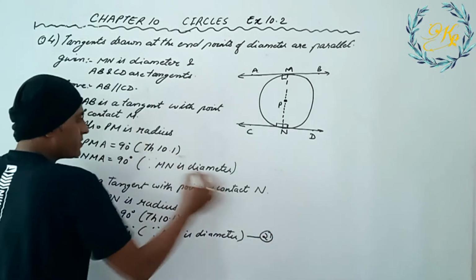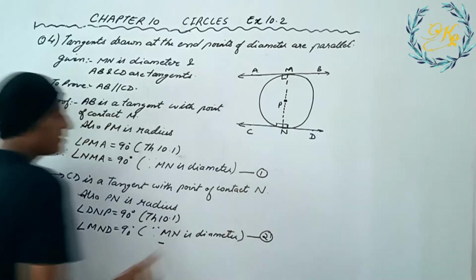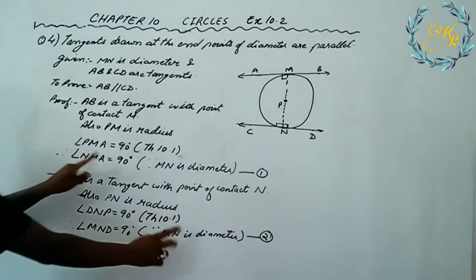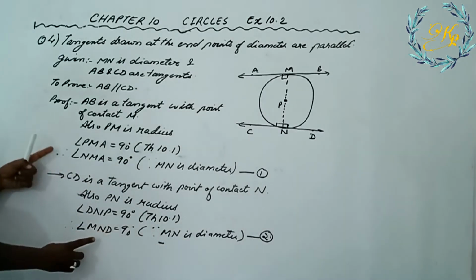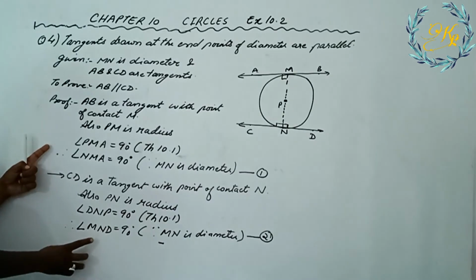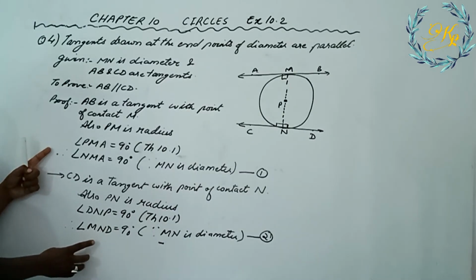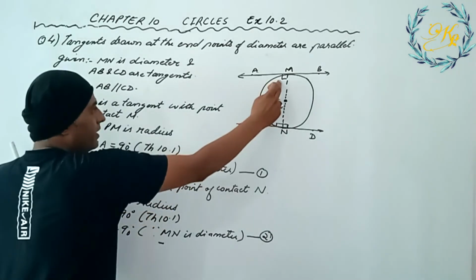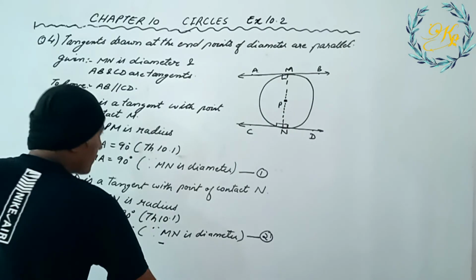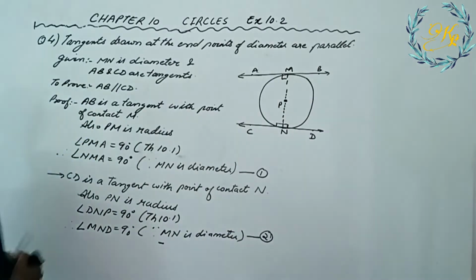Now, if I take this one, this is number 2 point, and this is my first point which I have just proved. So if I see, then I will see that from 1 and 2, what do I see here? That the angles at the end points of the diameter, both of them are 90. So I can say that angle NMA is equal to angle MND. That angle is equal to this angle.